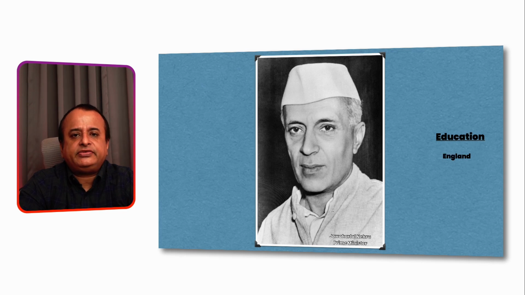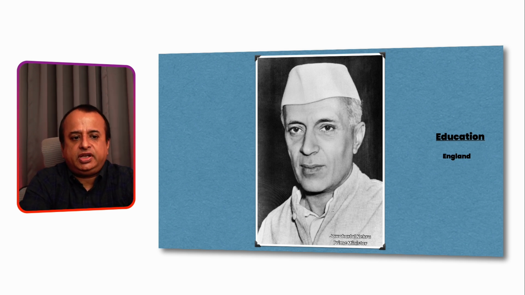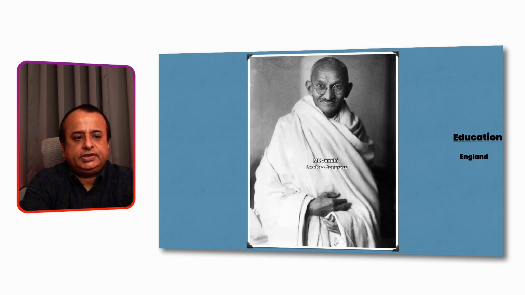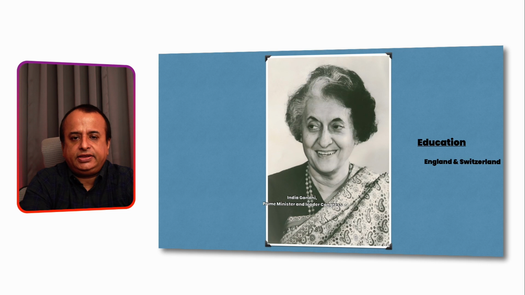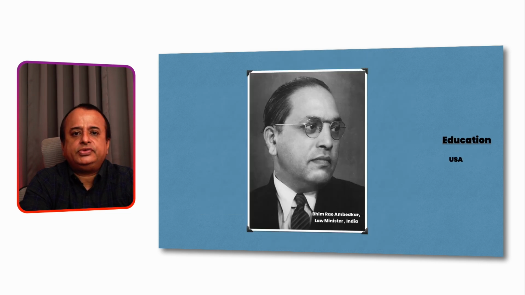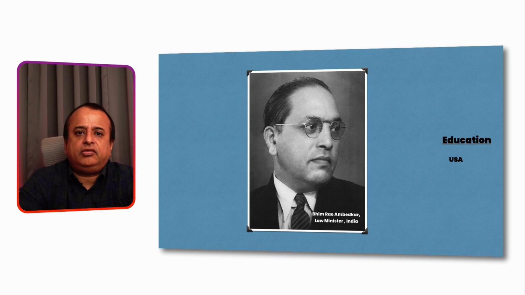So we have put in a small presentation which shows the Indian leaders and their education. So we have Prime Minister Nehru, who was educated in England, Netaji, again England, M.K. Gandhi, again England, Indira Gandhi, again England, MMS, again England, and Dr. Ambedkar, who studied in the US. So practically, you see the entire elite of India had their education in the West, and this had a domino impact on the population. They also wanted to go and study in the West.